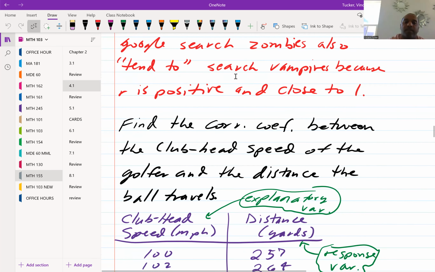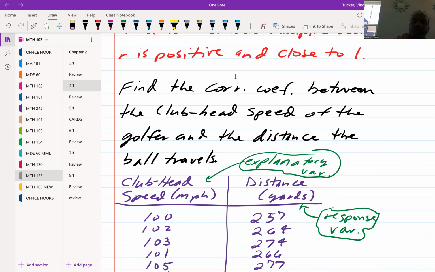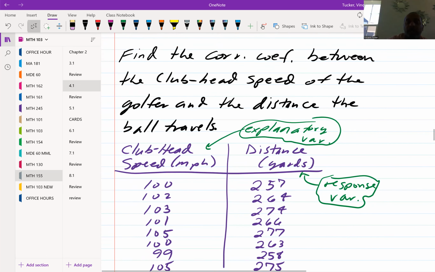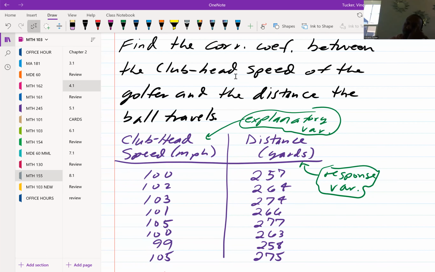So notice in green, I have an explanatory variable and a response variable. We're going to talk more about that. I think that's in the next section, but we'll talk about the difference between the two. We'll just give you a heads up. Club head speed in this case is going to be our explanatory variable, and the distance will be our response variable.